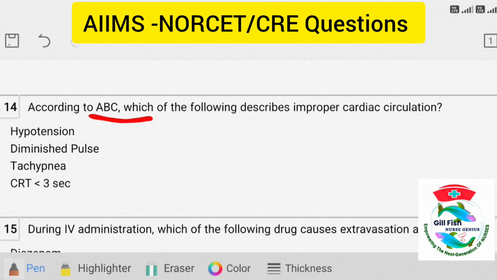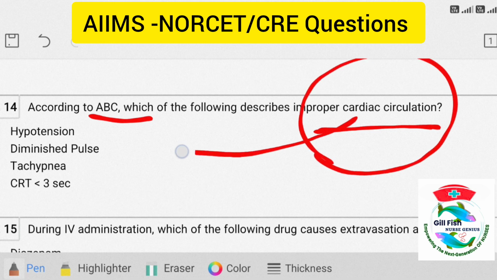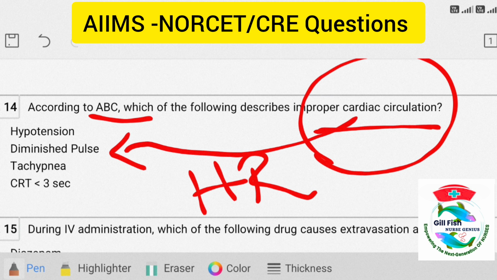It is diminished pulse, hypotension, tachypnea. Which one is improper cardiac circulation? Cardiac means related to heart rate. That is improper pulse. So that is why option 2 will be the correct answer for this question. Okay, fine. Now move on to the 15th question.